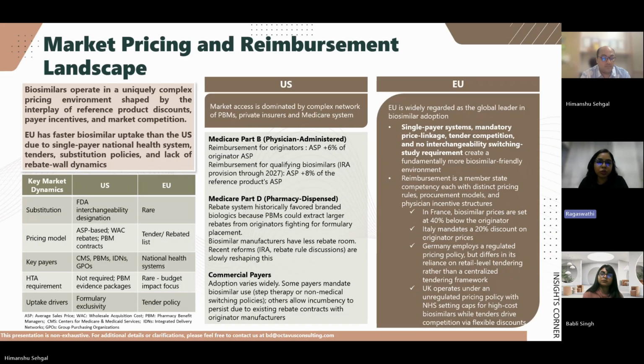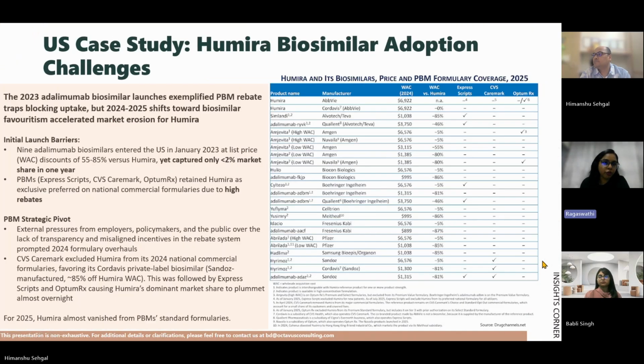And although the approval system is centralized, pricing and reimbursement is nationalized. Each EU member country can have their own set of rules for it, with very slight variations. So this is all about pricing and reimbursement in the US and the EU. Moving forward to the next slide.